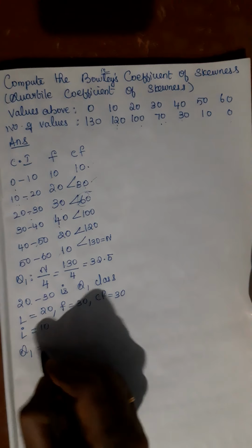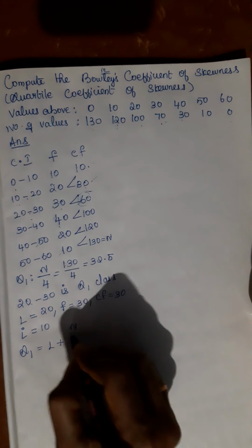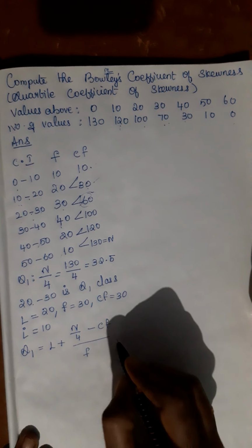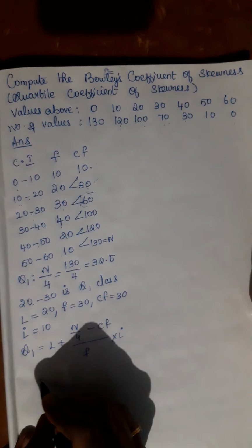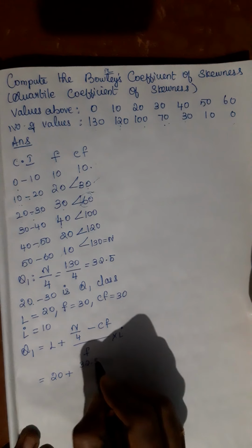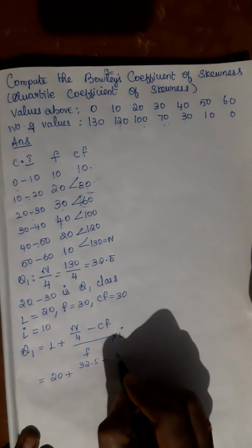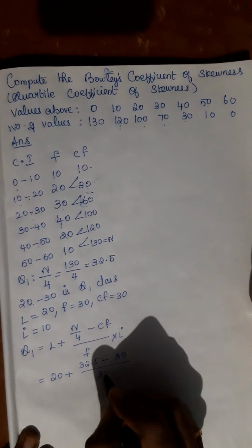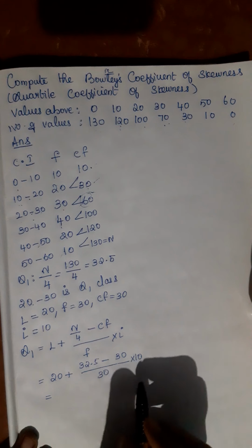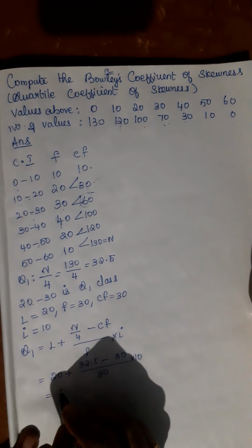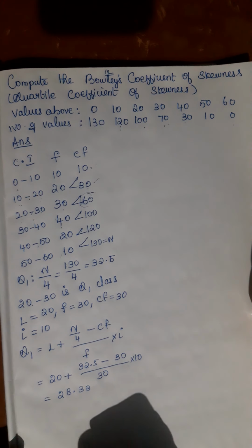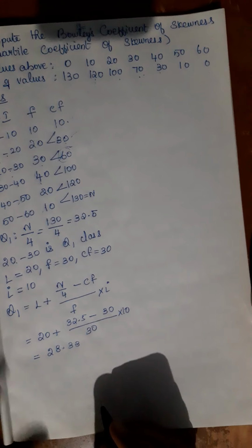Now you compute Q1. The formula is L plus n by 4 minus CF, by f, into i. So your L is 20, n by 4 is 32.5, minus CF which is 30, f is 30, into i which is 10. Do it with your calculator. Your answer is 28.33. So Q1 has been computed. Now you go to Q2.